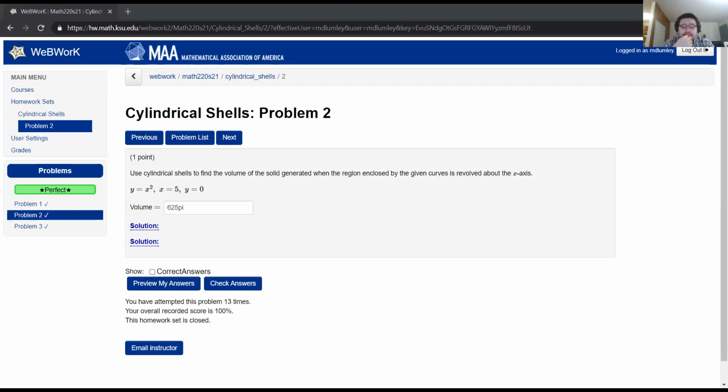Find the volume of the solid generated in the region enclosed by the given curves revolved around the x-axis. Okay. So you got the right answer, but you don't remember how you did it.